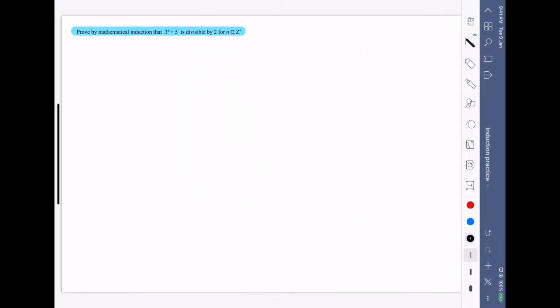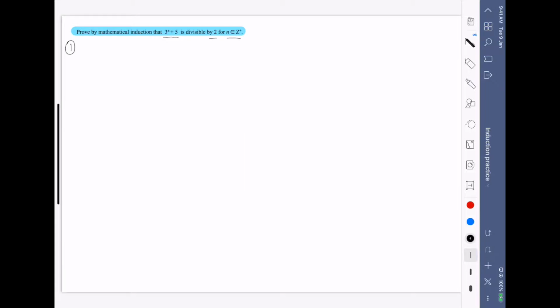This is another type of question that's also commonly tested. It's a divisibility result question. So this question wants us to prove by mathematical induction that 3 to the power of n plus 5 is divisible by 2 for n being a positive integer. So what this is saying, right?